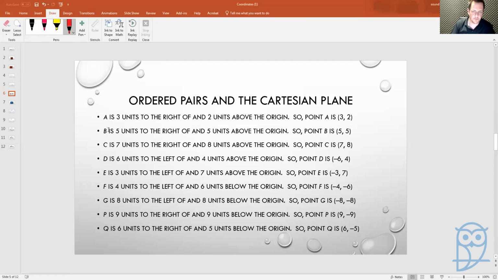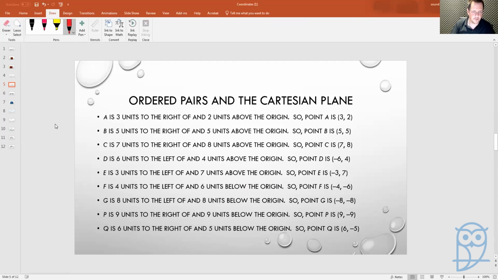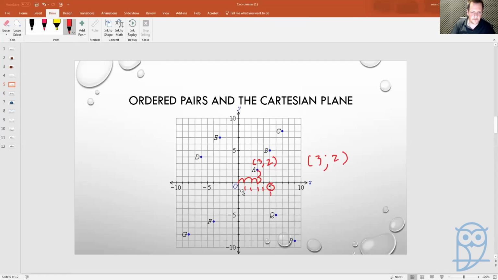All right. B is 5, 5, because you go all the way to 5 across and all the way to 5 up. C is 7, 8. So you go 5, 6, 7 across, then 1, 2, 3, 4, 5, 6, 7, 8 up. Remember, you always put your X first.